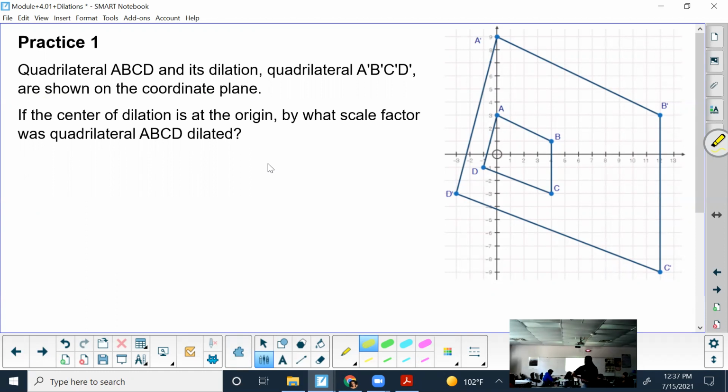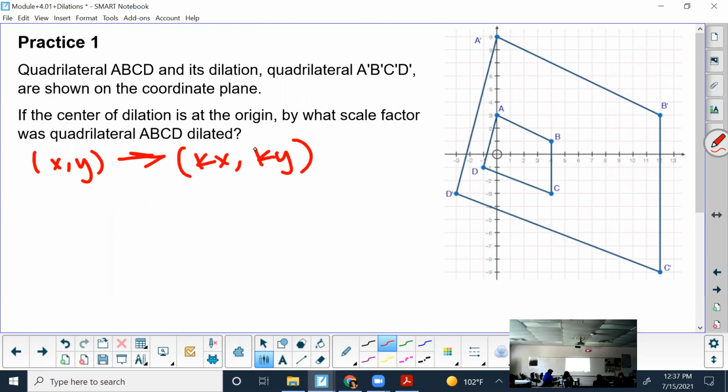Practice 1. Quadrilateral ABCD and its dilation, quadrilateral A prime and so on, are shown on the coordinate plane. If the center of dilation is at the origin, by what scale factor was ABCD dilated? Since it is dilated at the origin, write down the rule that we use. Our original coordinate (x, y) becomes (kx, ky), where k is our scale factor. It doesn't tell us what our scale factor is this time. That's what it's asking us, so we're trying to find the value of k.